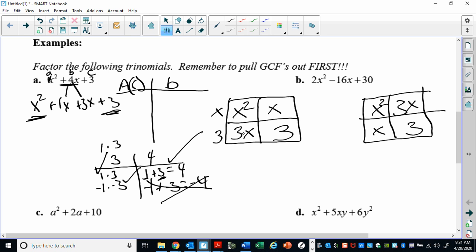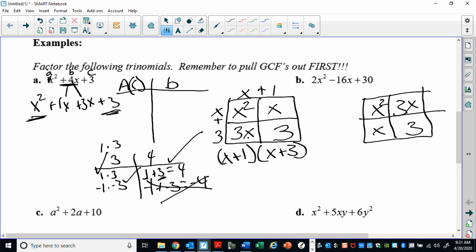Now here we have to go vertically. We went horizontally, now we have to go vertically. Well, what can I take out of x squared and x? I can take out an x from here and an x there, so that would take out an x. And what can I take out from x and 3? These two terms don't have anything in common, so I'll just put a +1. And these are your answers. So your answer would be x plus 1 and x plus 3.